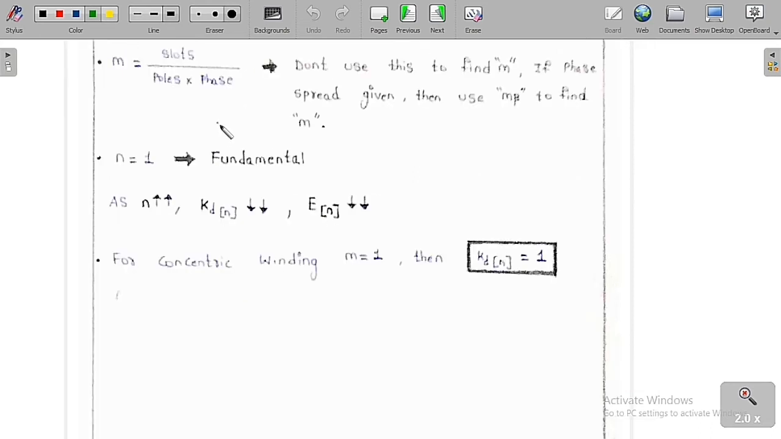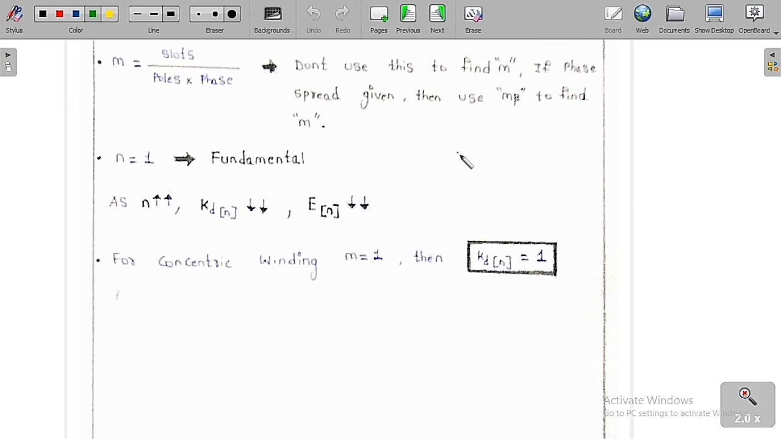I already told you what the formula of m is. m is called the slots per pole per phase. If the phase spread is given, then use m into beta to find m. Suppose in the question they give the phase spread, then directly use this formula: phase spread is nothing but m into beta. So use m into beta to calculate the value of m, but don't use the general expression, which is slots per pole per phase.